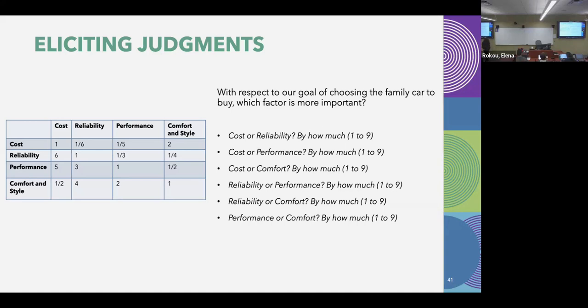With respect to the goal, sorry, cost or performance? Performance 5 times more important than cost. With respect to the goal, cost or comfort and style? Cost twice more important than comfort and style. Notice that I'm not saying I'm giving you a 2, I'm saying twice. It's a ratio. So if you had cost over comfort and style, the answer would be 2. That means that we are talking about unitless numbers, which are much better for comparing stuff.